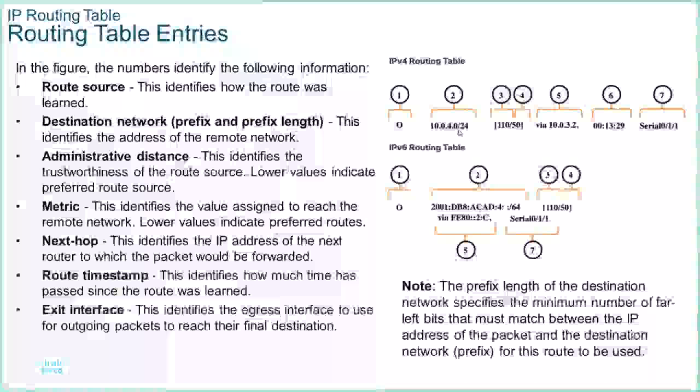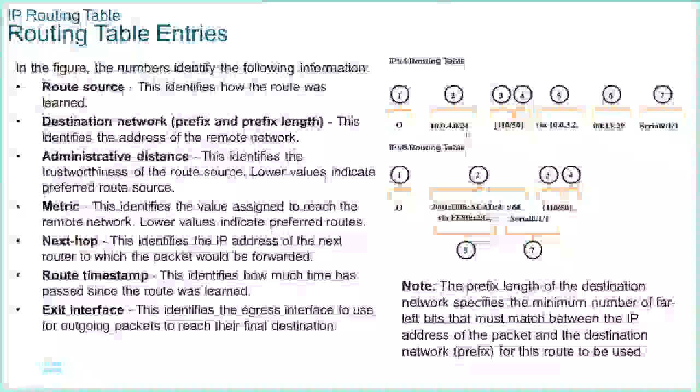Next is the actual network, the destination network, followed by the subnet mask or prefix.